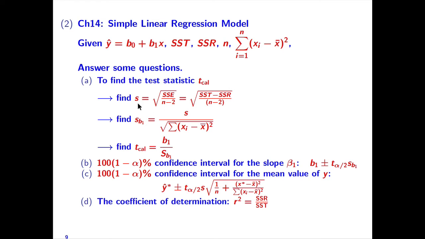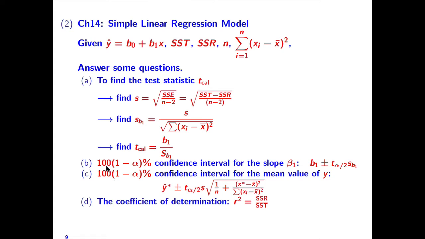And step number 2, we need to find the standard deviation of the slope b1, which is Sb1. This is equal to S over the square root of the sum of the squares with respect to x value. Make sure you take the square root. And then step number 3, we find the test statistic. So this tcal is equal to b1 over Sb1, where b1 is your slope.